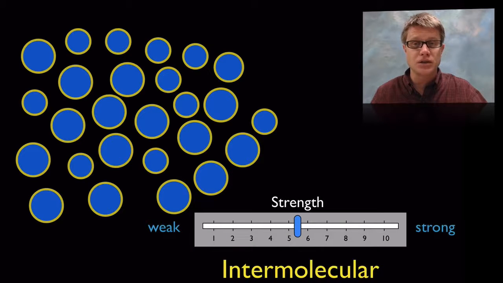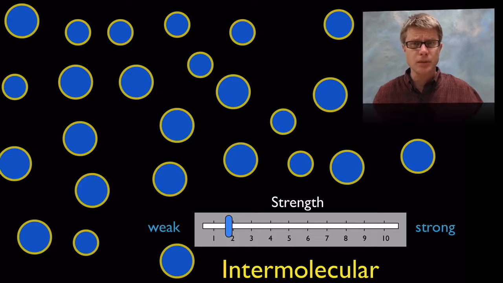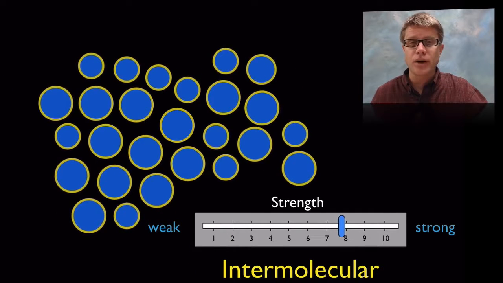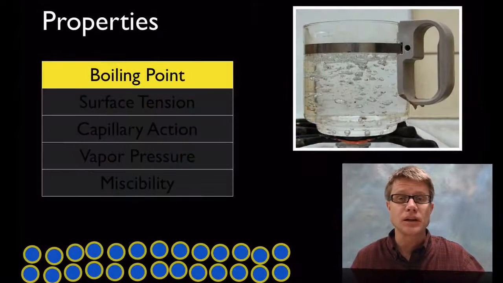Let's say we vary the strength. Let's say we make those forces weaker. What happens? They'll spread apart. What happens if we make them greater? They're going to come together. What happens if we make them even greater? They're going to come together and form a real nice structure, so something like a solid.